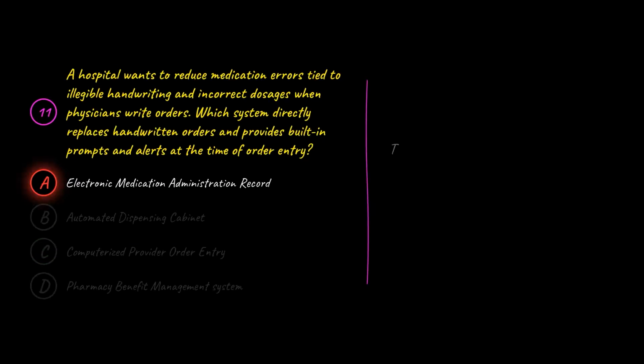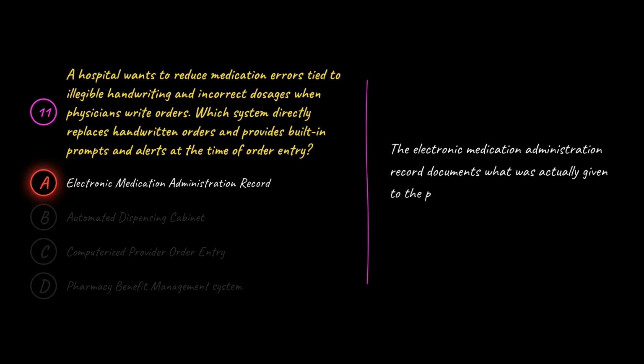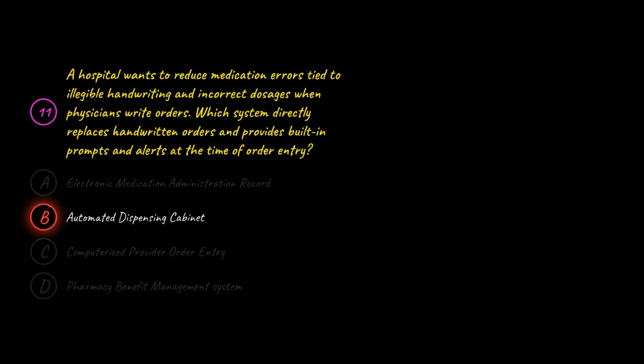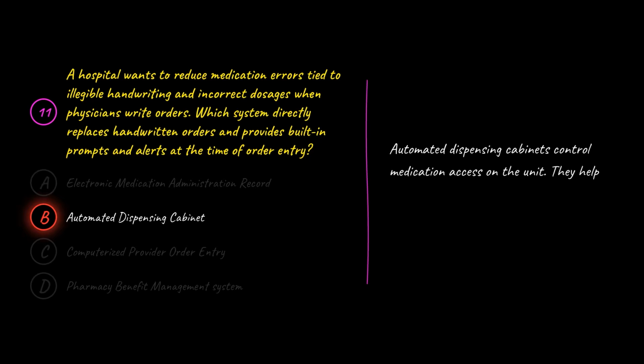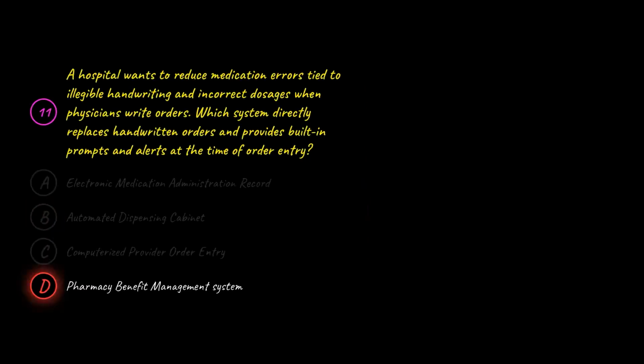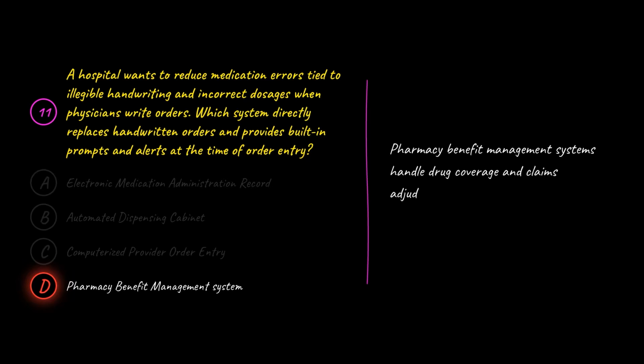A is wrong because the electronic medication administration record documents what was actually given to the patient at the bedside. It sits downstream of the order. B is wrong because automated dispensing cabinets control medication access on the unit. They help once the order is already placed, not during order entry. D is wrong because pharmacy benefit management systems handle drug coverage and claims adjudication on the payer side. They are not order entry systems.